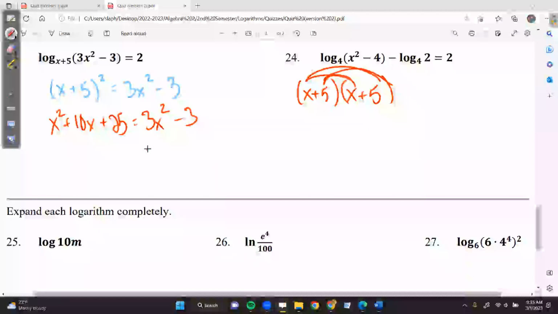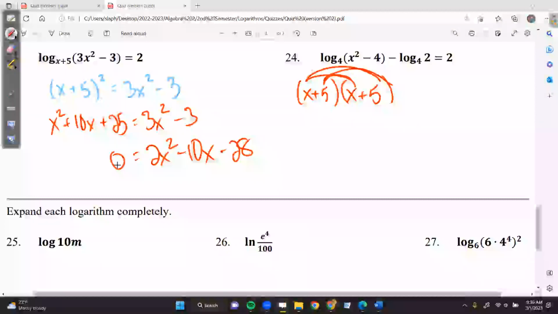I'm going to bring my x squared across and get 2x squared. I'm going to bring my 10x across and make minus 10x. I'm going to subtract my 25 across and get minus 28. And then you factor it down. And I just divided everything by 2 because I wanted to, because I could. It's just one of those little tricks that the older you get, you just start looking for.